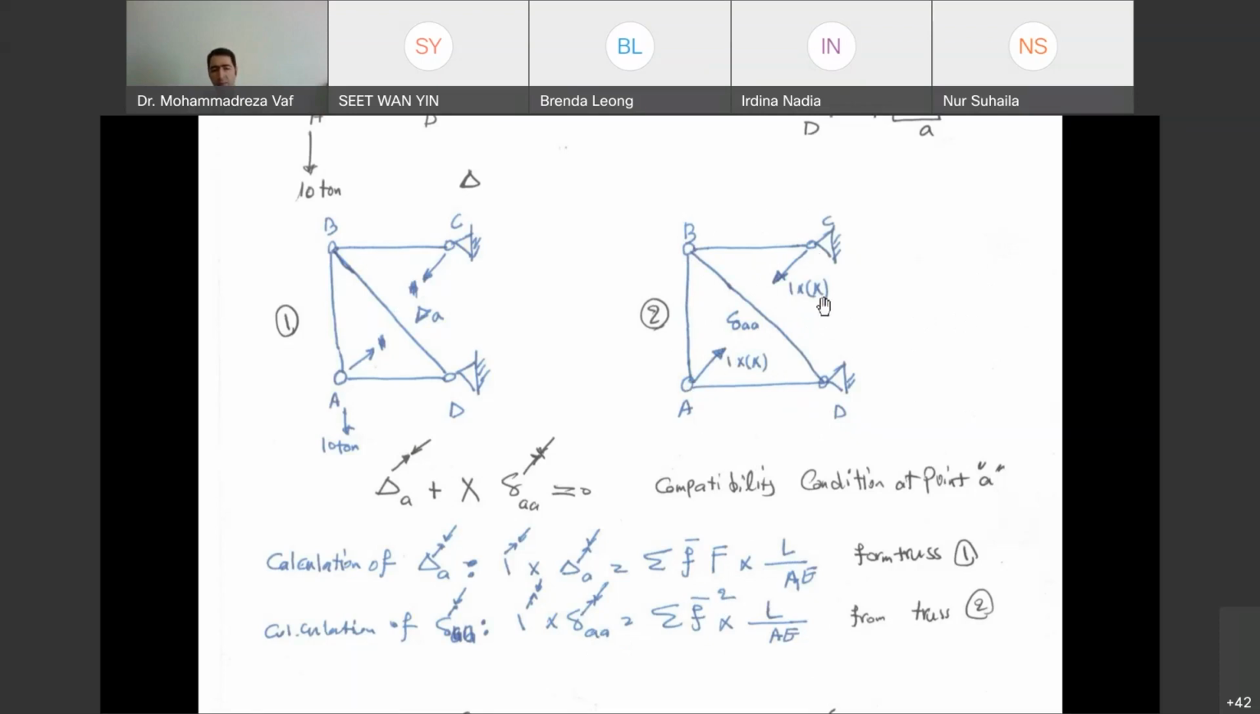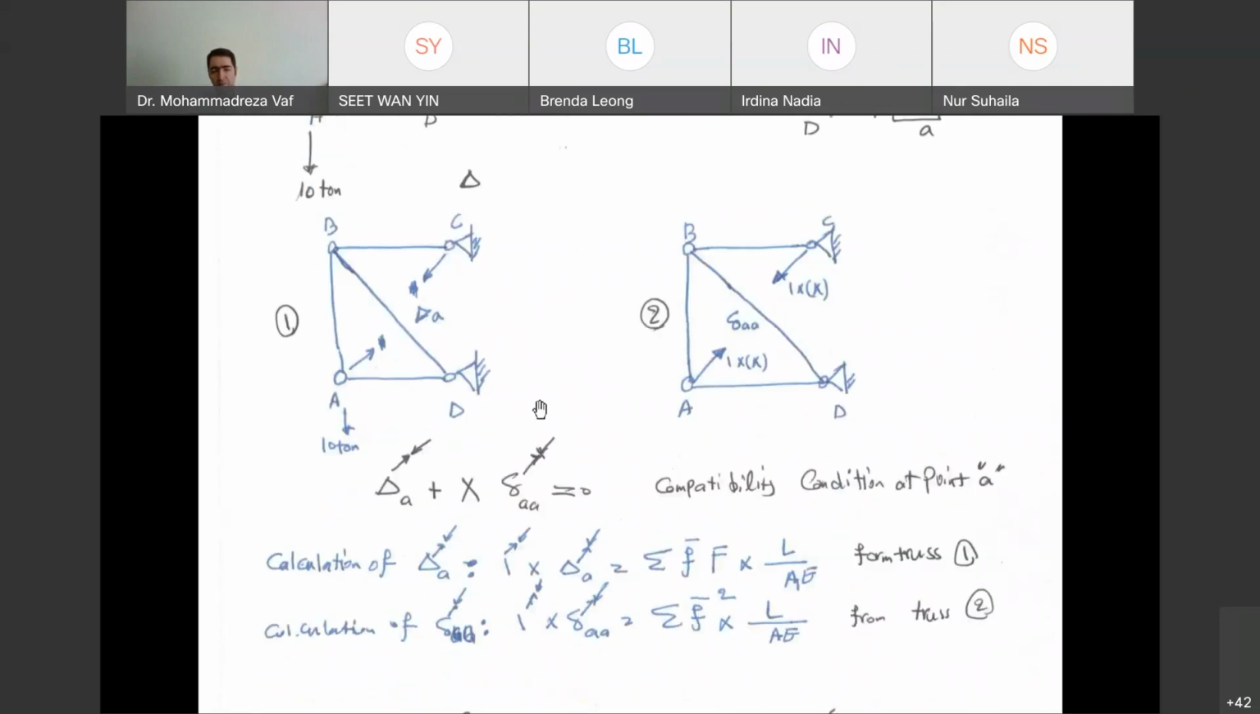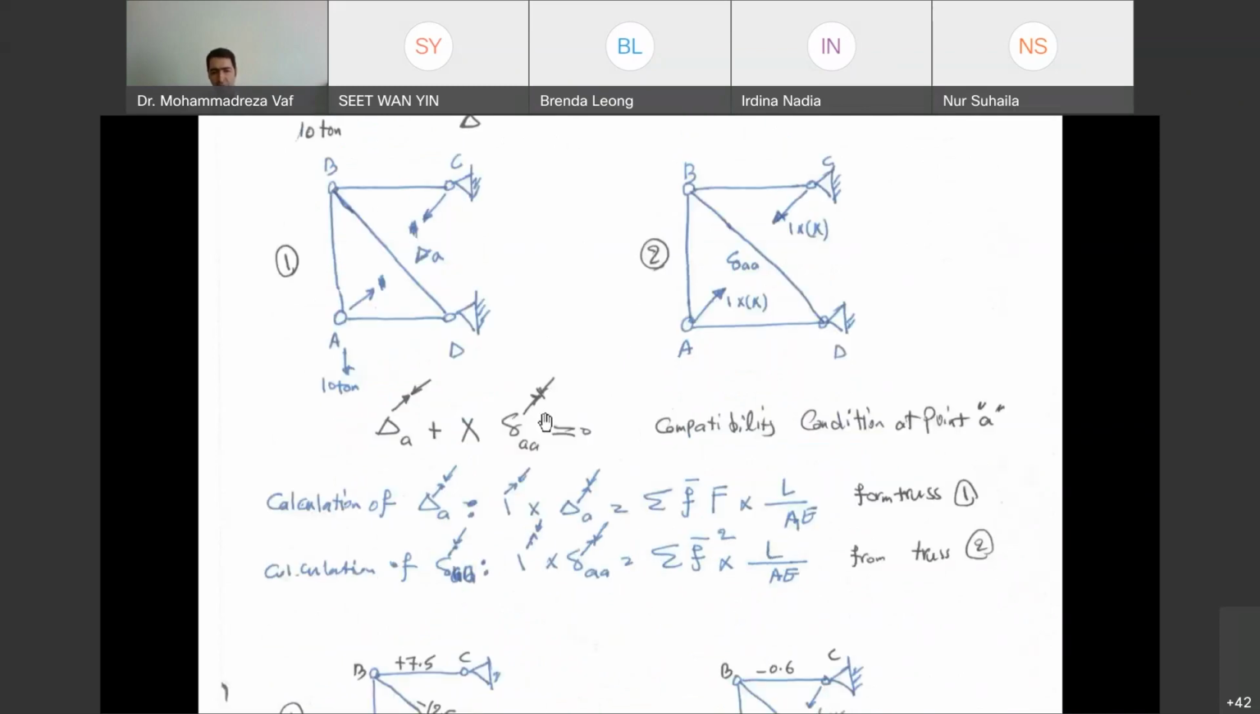So we need to analyze two trusses. One truss is this one, we get F. The second truss is this one, we get F bar. Then we can put them inside our equations in order to calculate delta A and delta AA. So when you get delta A and delta AA, you can calculate this X, the force here, and your structure becomes determinate. So you don't have any problem analyzing it with the equilibrium equations. So this is what we have done.